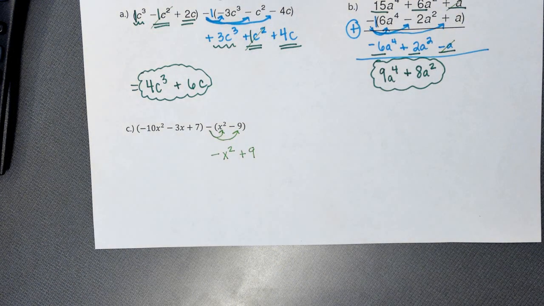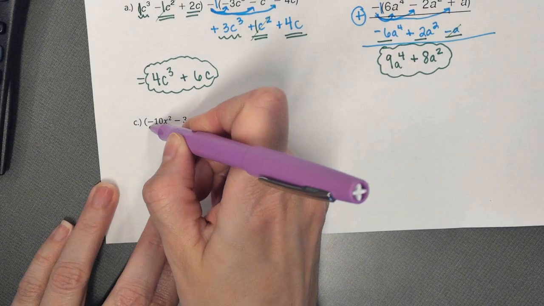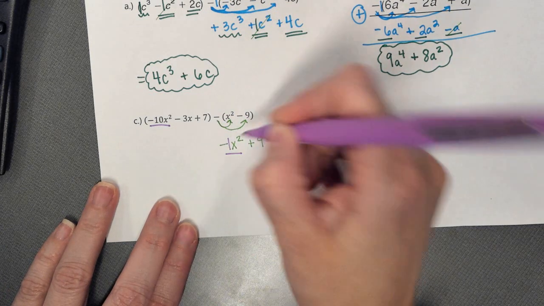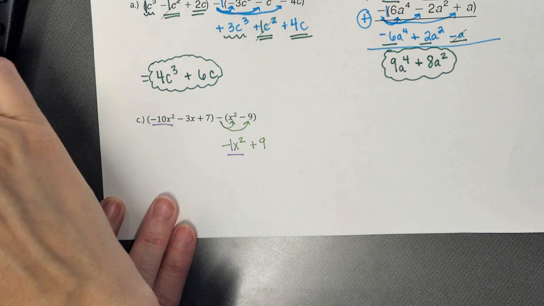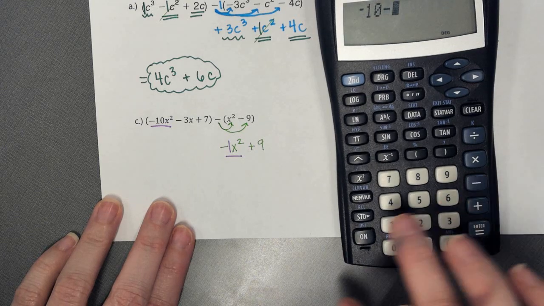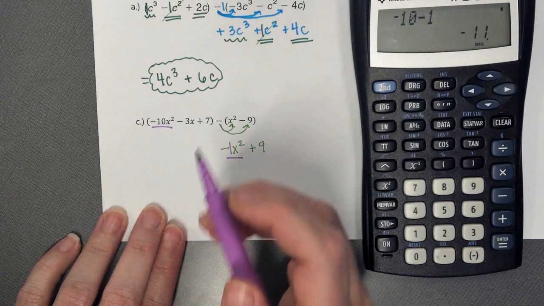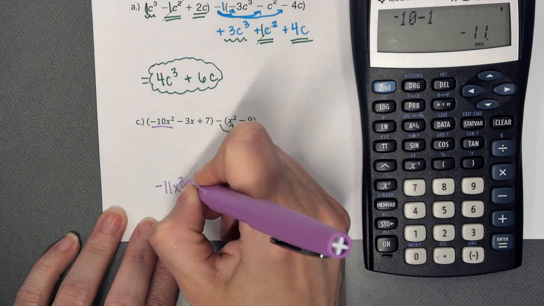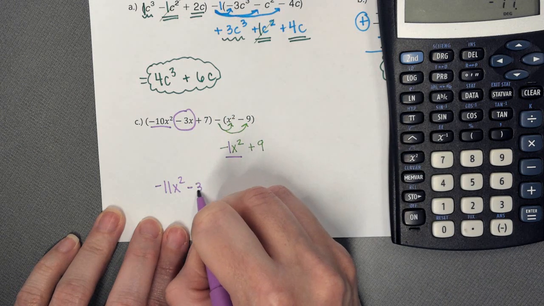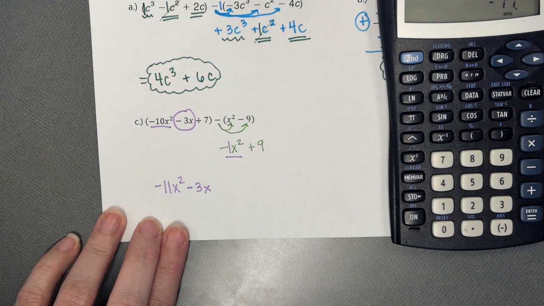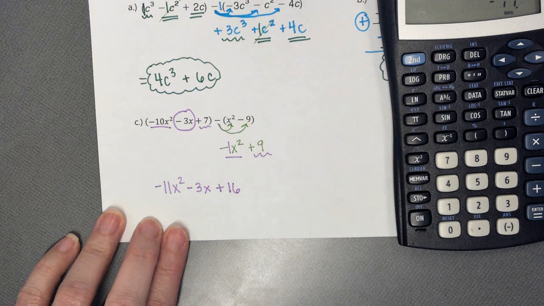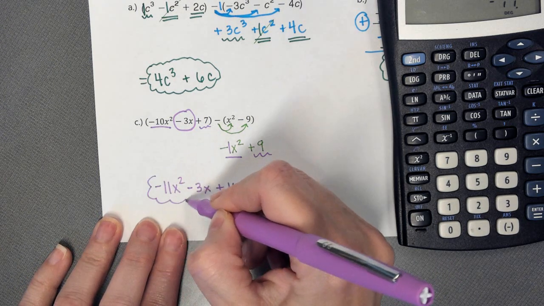So all you have to do here is find your like terms. X squared goes with x squared. If you don't see a number in front, you know it's a 1. And you can do that type of stuff on your calculator if you need to. It's just negative 10 minus 1, and that's the number that goes in front. If there's nothing to add it to, like negative 3x, it stays the same. And then a positive and a positive, and you can just add those together.